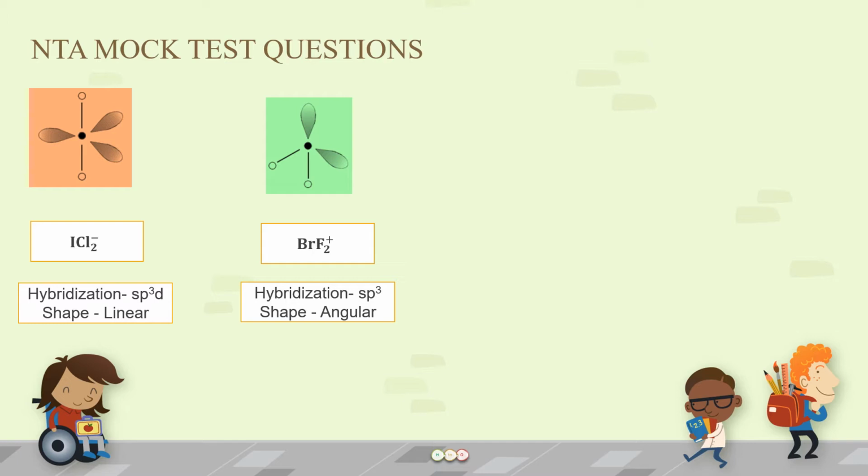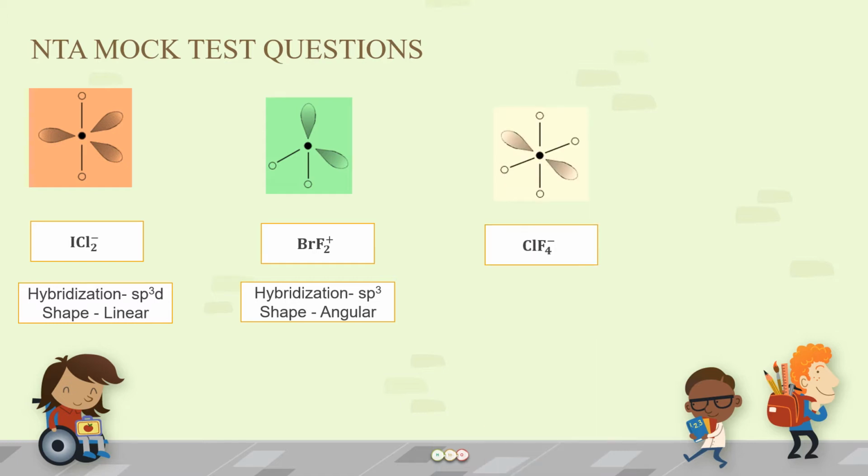The shape is going to come as an angular shape because there were 4 orbitals, but 2 of them were occupied by the lone pair. So when we are talking about the shape, we do not talk about the lone pair, and we see the shape of the arrangement of the atoms. So the atoms are forming an angular shape or a bend shape or a V shape. This is just similar to the shape of the water molecule.